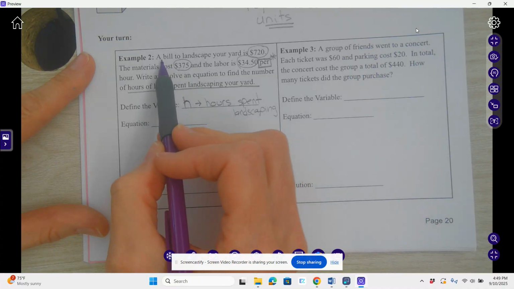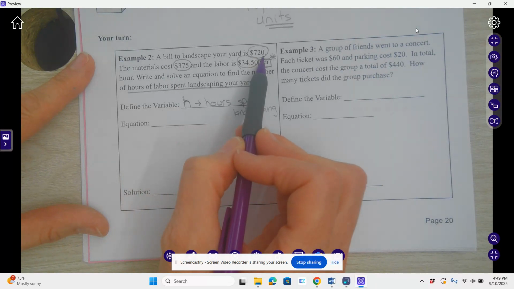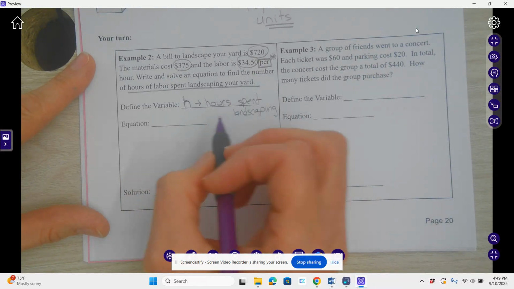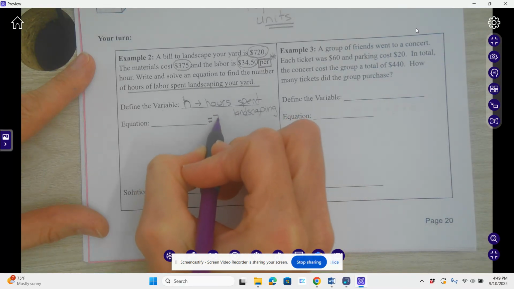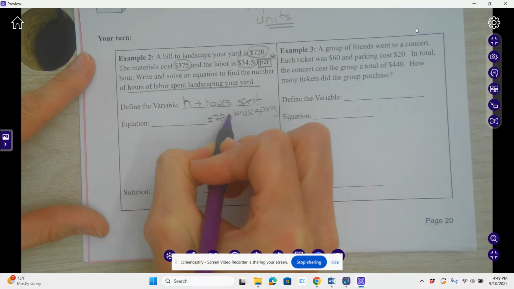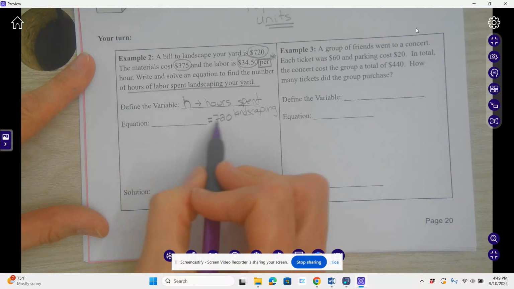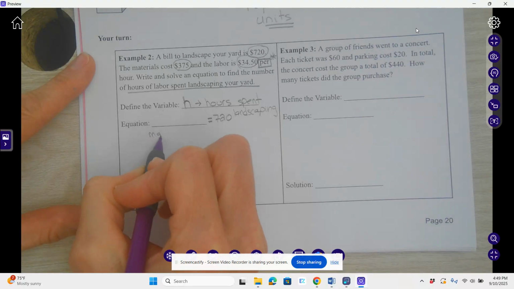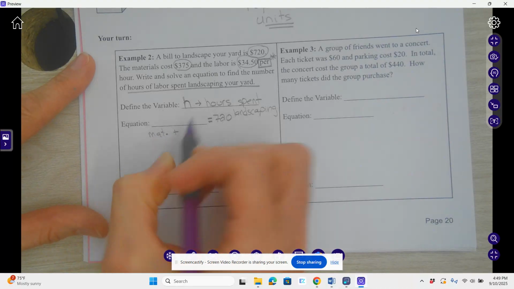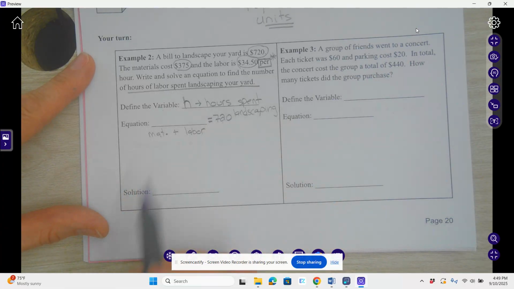Now they told me the bill is $720. That sounds like a total. So the total, I don't have a lot of room here, I'll squeeze it in. The total it cost to landscape my yard is $720. There's two things that are included in that bill. Material, so I'm going to put material, plus labor. And that's pretty common when you're paying someone to do some work for you.